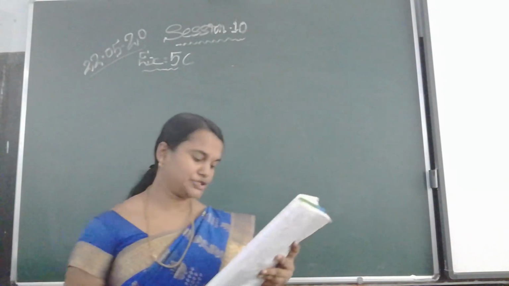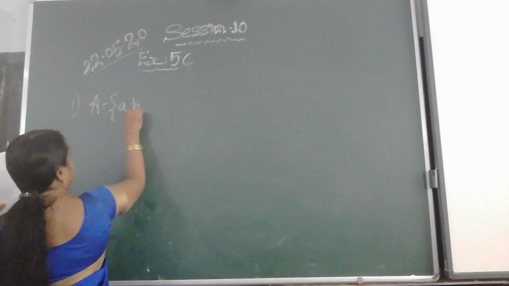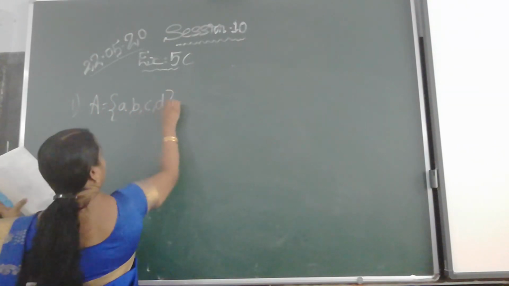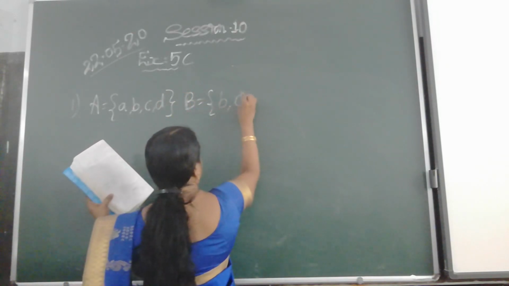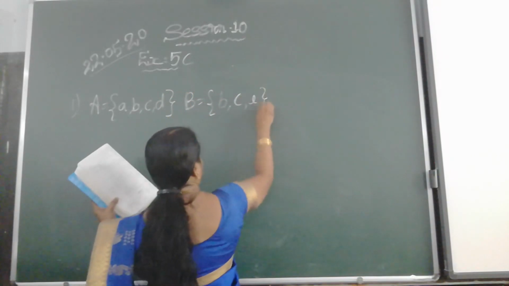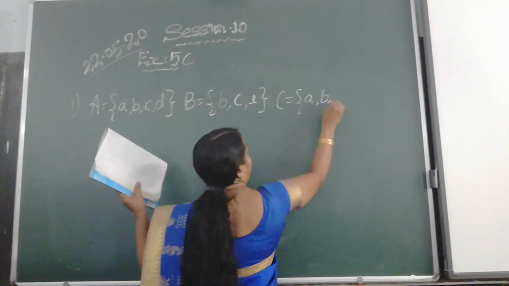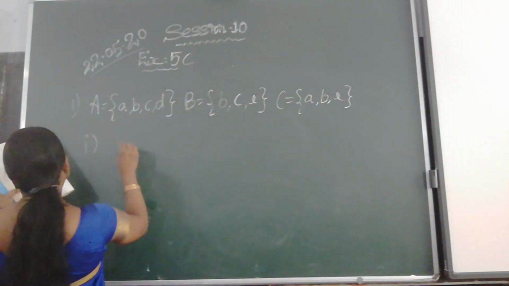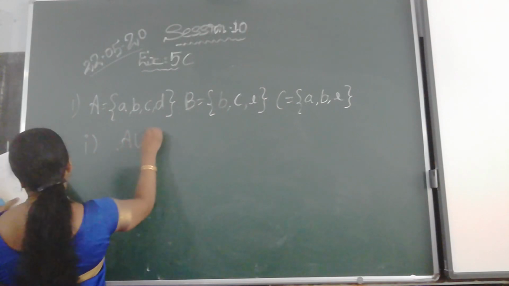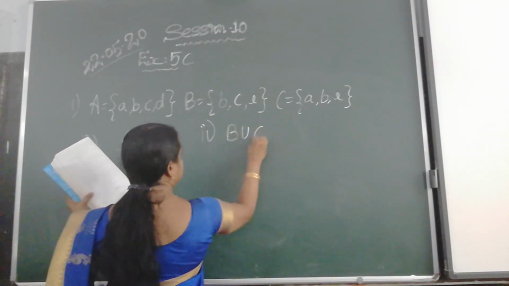Now the question: let set A be A, B, C, D. B is given as B, C and E. And C is given as A, B and E. We have to find out A union B, and the second one, B union C.